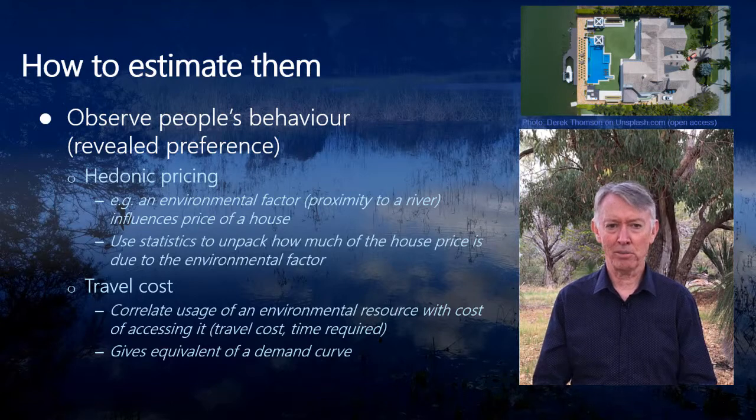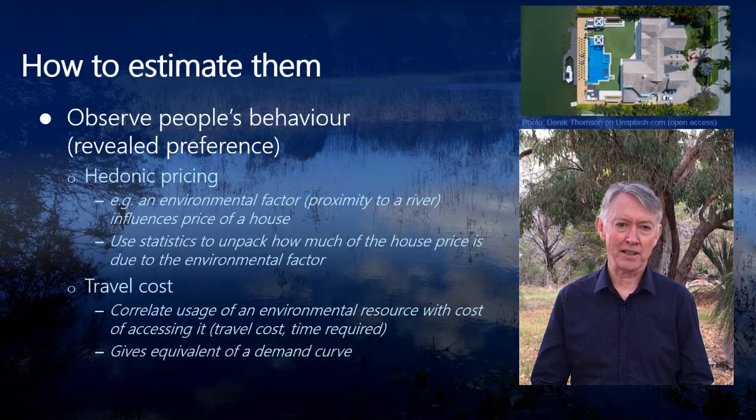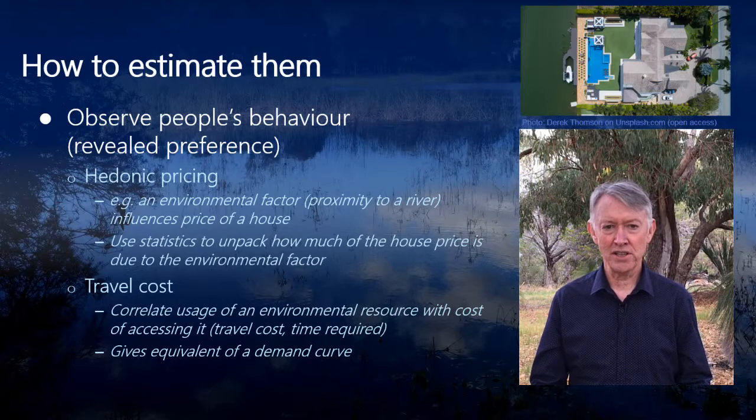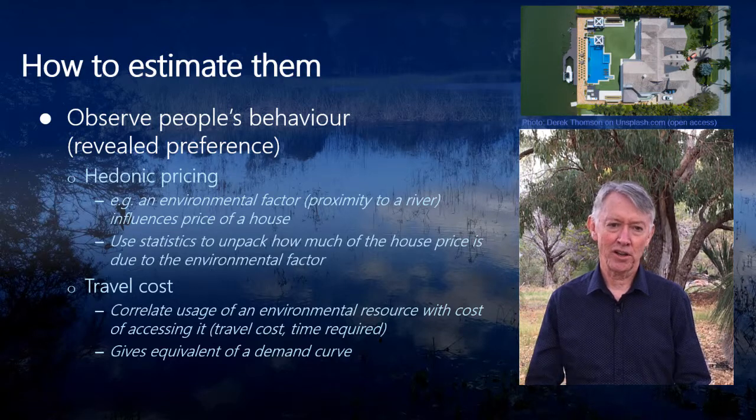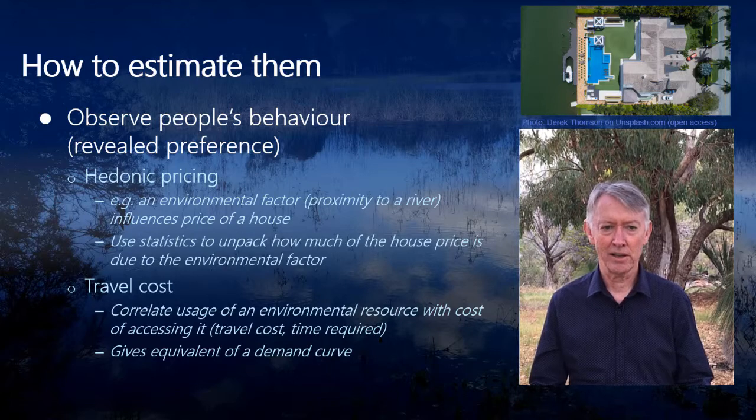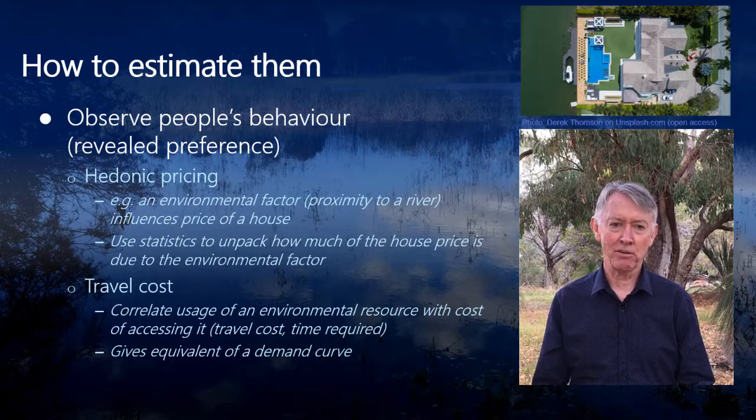An example for hedonic pricing is that an environmental factor, such as proximity to a river, influences the price that's paid for a house. And we can use statistics then to unpack how much of the house price is due to this environmental factor and use that as our measure of the benefits of the environmental factor. In travel cost, we can correlate the usage of an environmental resource with the cost of accessing it, including the travel costs and the time required. And that gives us the equivalent of a demand curve, which we can use to estimate the consumer surplus.